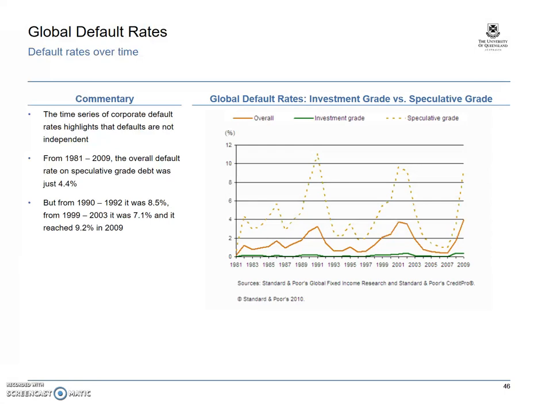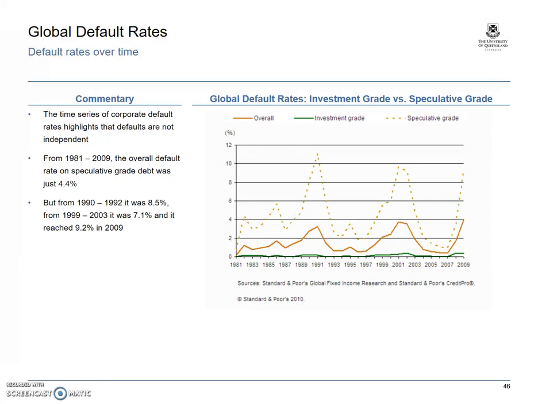1981 all the way through to 2009, the overall default rate on speculative debt was only 4.4%. But we can see that in 90 to 92, it was 8.5. In 1999 to 2003, it was 7.1. And then again, it reached 9.2 in 2009.